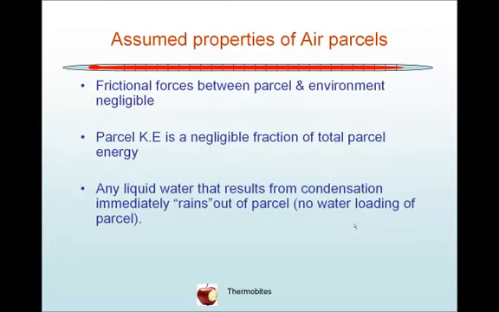We ignore frictional forces between the parcel and the environment. So if it's going to rise, then there's nothing slowing it down. And the parcel's kinetic energy is a negligible fraction of the total parcel energy. So things like the heat that it contains and the height at which it's at, that is the potential energy, are more significant. We also assume that any liquid water that results from condensation immediately rains out of the parcel, so the parcel's not weighed down by the liquid water. Or another way of saying it is that there's no water loading of the parcel.